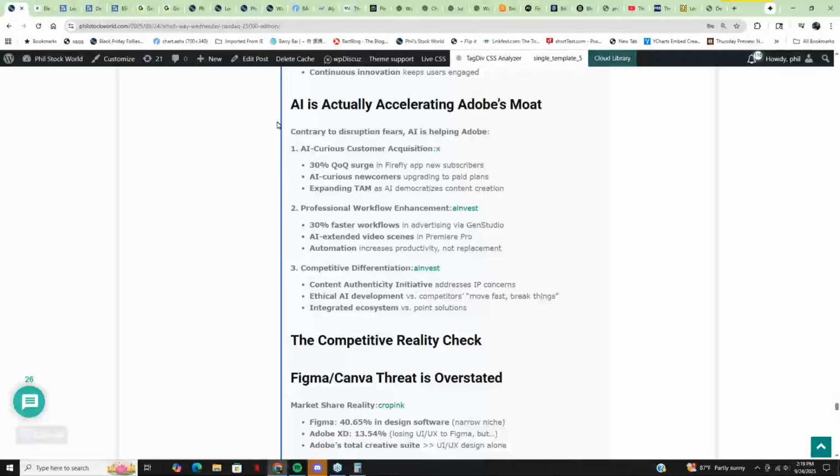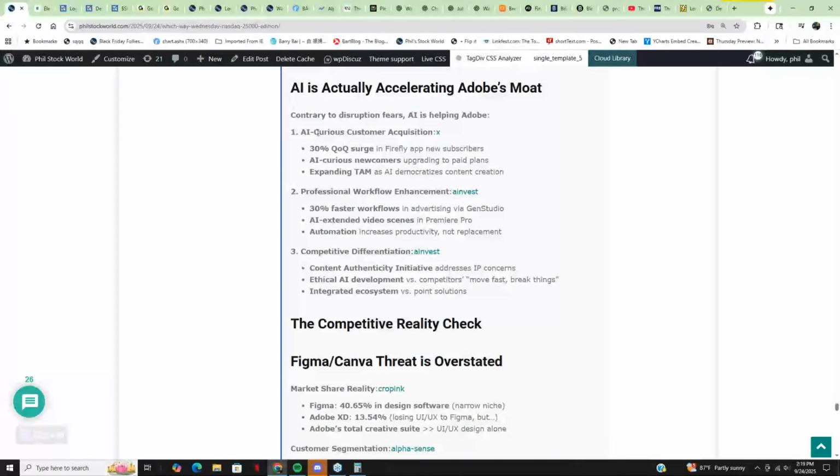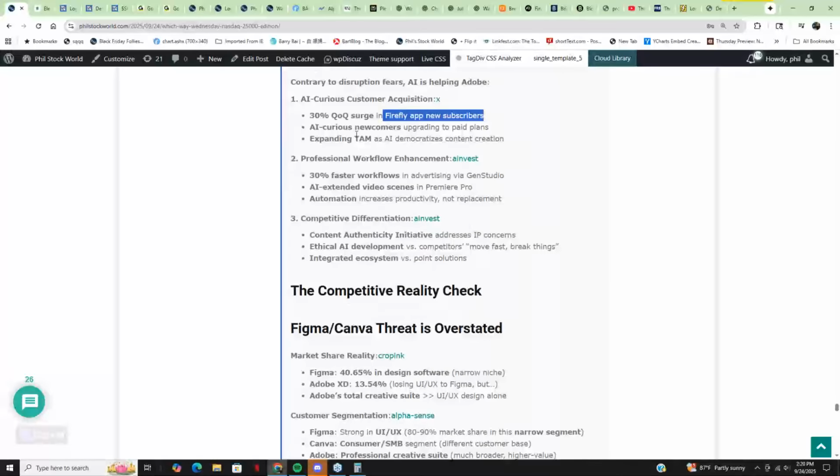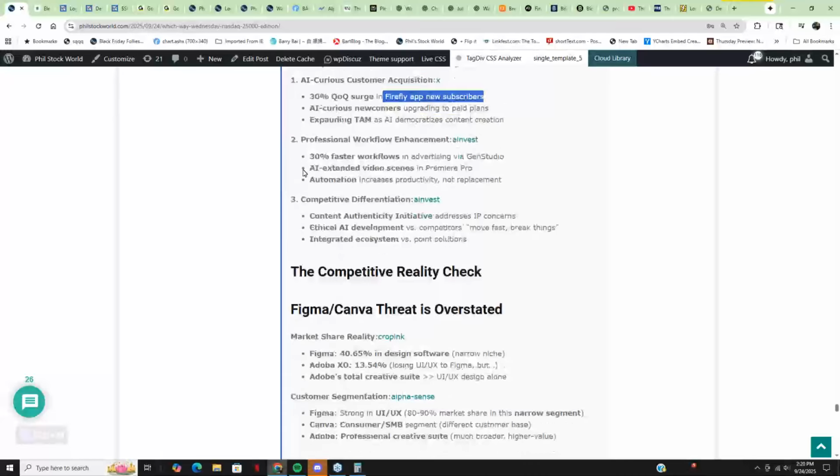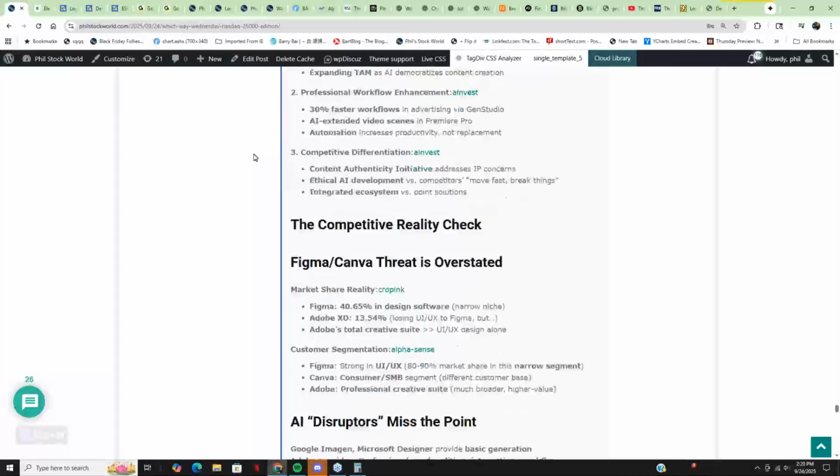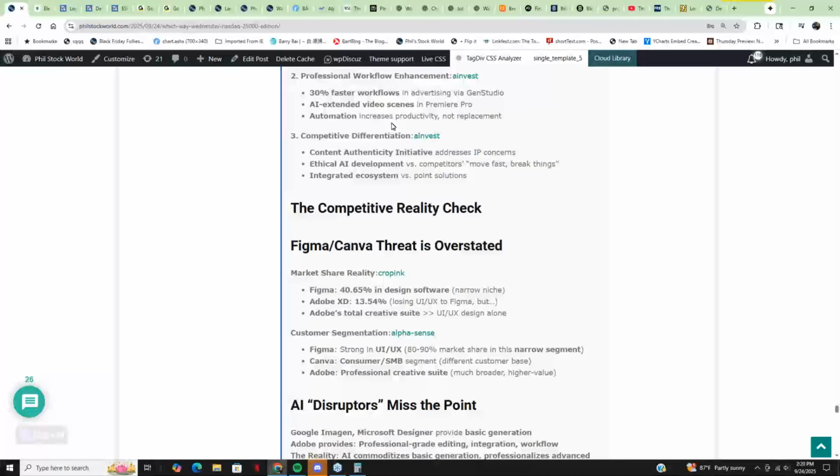AI is accelerating Adobe's build. Oh, here you go. AI-curious customer acquisition. 30% surge in Firefly new apps. So Adobe's Firefly is causing a huge surge in subscribers. Those people move on to paid plans and they become Adobe fans and start using it. And why? Because 30% faster workflows, extended videos in Premiere Pro, the automation increases productivity.